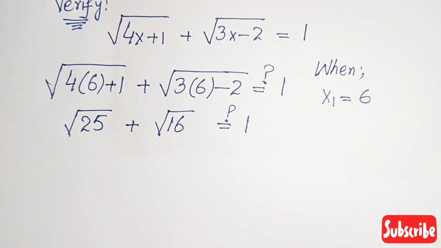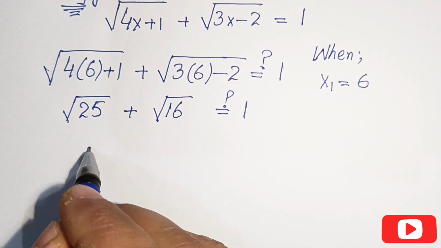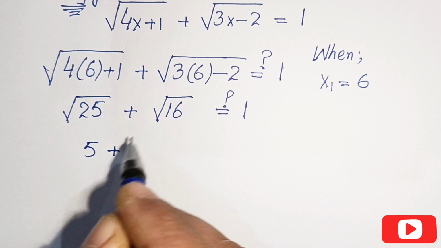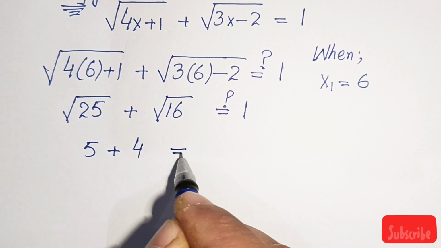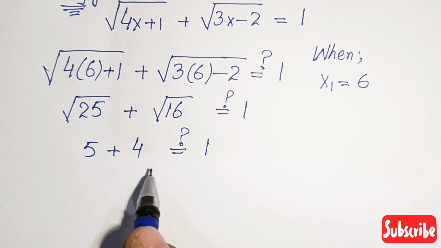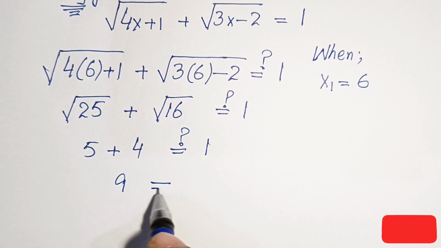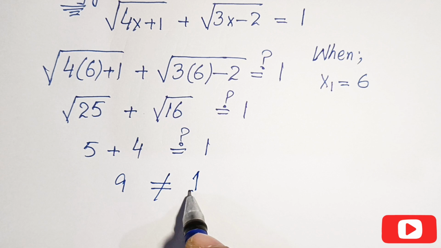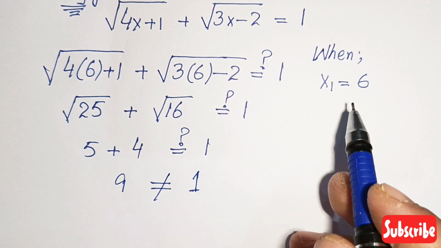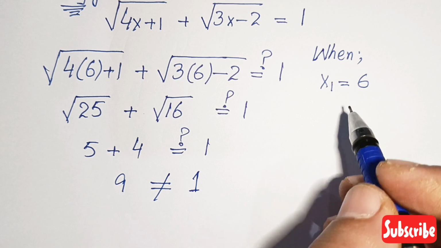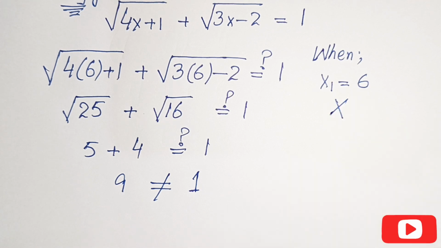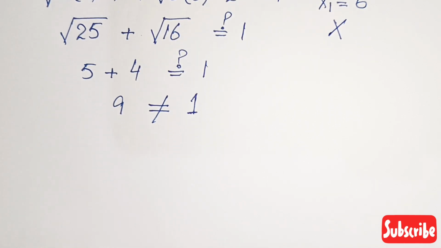Now our next step: square root of 25, as we know, is equal to 5, and square root of 16 is equal to 4. Is it equal to 1? So 5 plus 4 is 9. It is not equal to 1. So it is invalid, that is, the value of x1 is not valid. So we have to now use x2 is equal to 2.